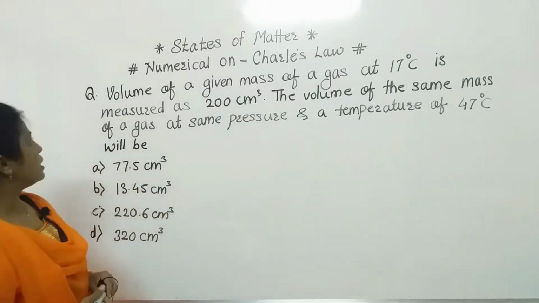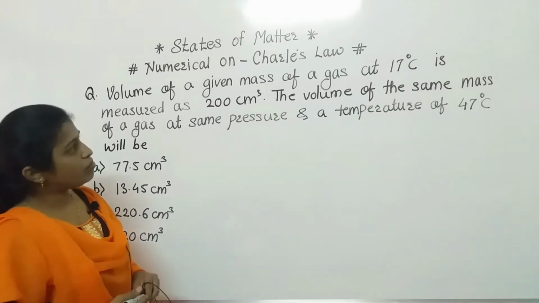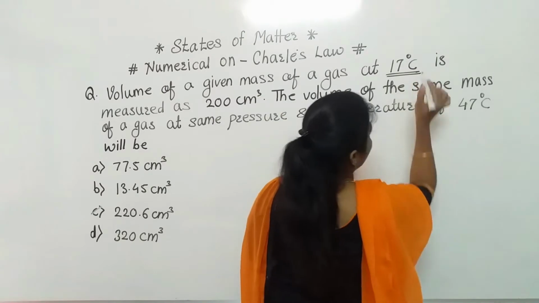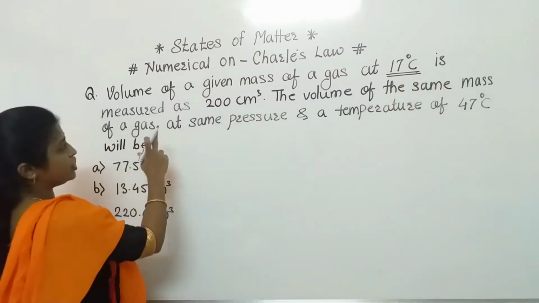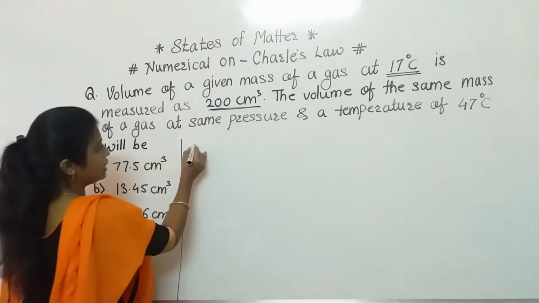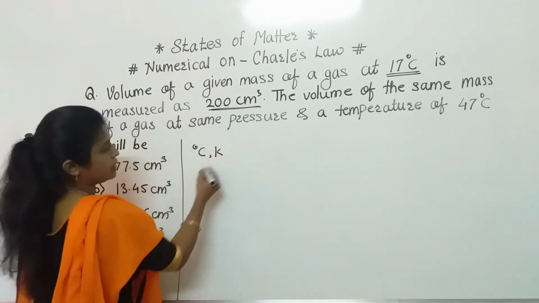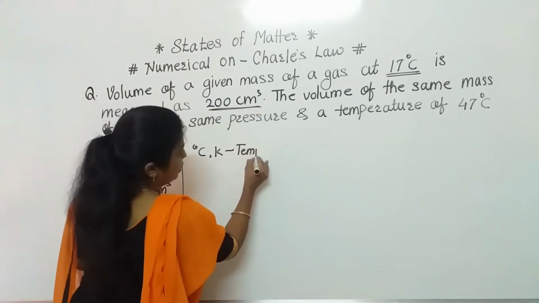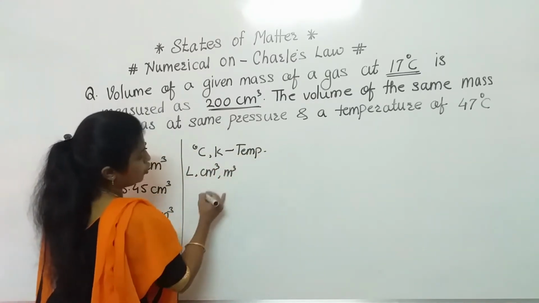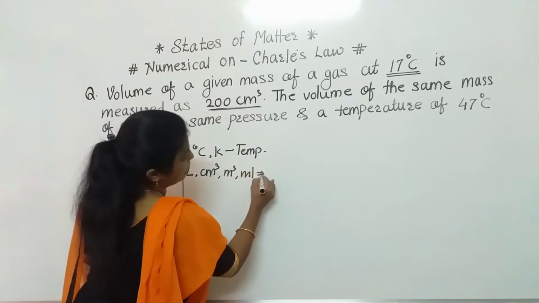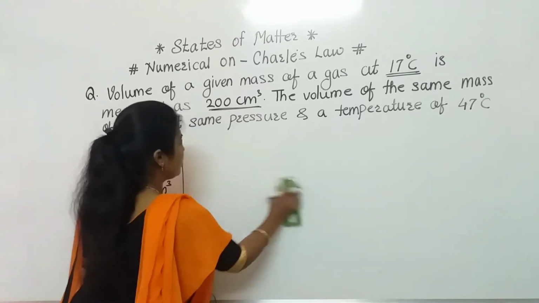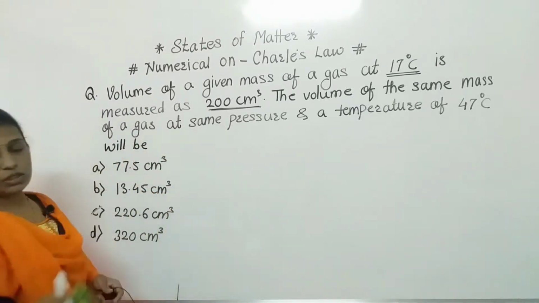The first numerical is: the volume of a given mass of a gas at 17 degrees Celsius, so here the temperature is given, is measured as 200 centimeter cube. Listen carefully: whenever degree Celsius or Kelvin is there, it is the temperature. When liter, centimeter cube, meter cube or ml is given, it indicates the volume. Now we are going to start with this numerical.